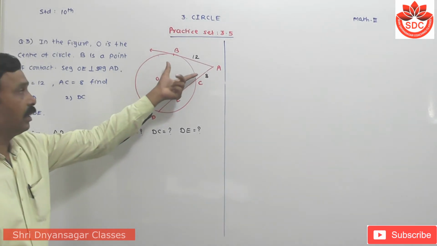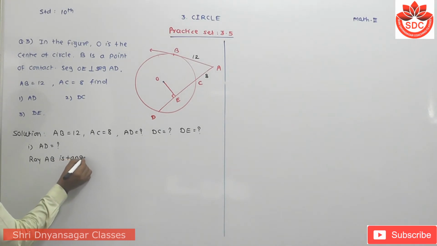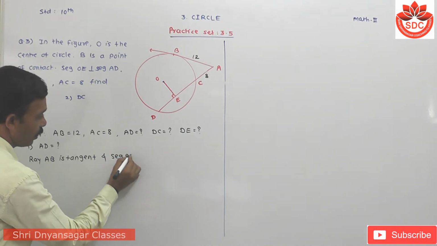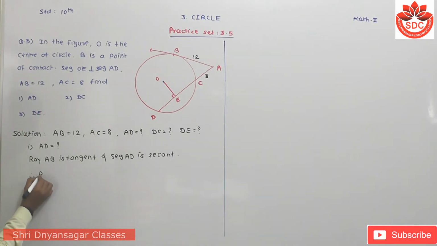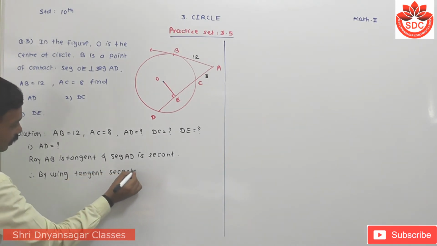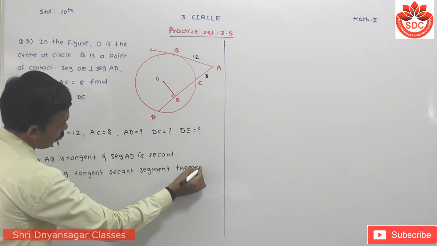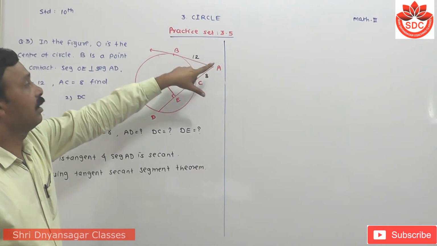Now for this, ray AB is tangent and segment AD is secant. Therefore, by using the tangent secant segment theorem. Look carefully.